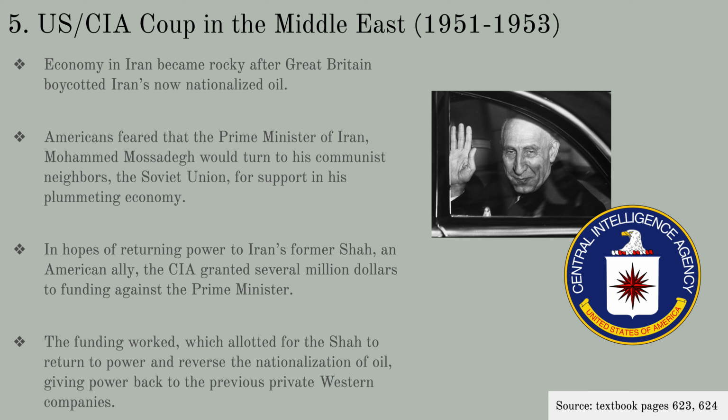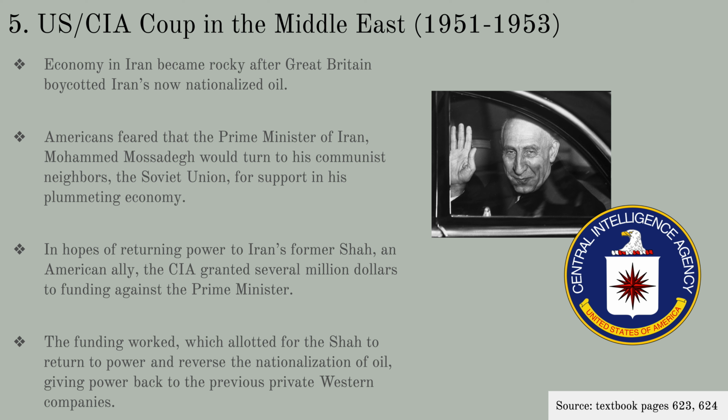5. United States CIA coup in the Middle East, 1951-1953. So, the economy in Iran became rocky after Great Britain boycotted Iran's now nationalized oil. Americans feared that the Prime Minister of Iran, Mohammad Mossadegh, would turn to his communist neighbors, the Soviet Union, for support in his plummeting economy.